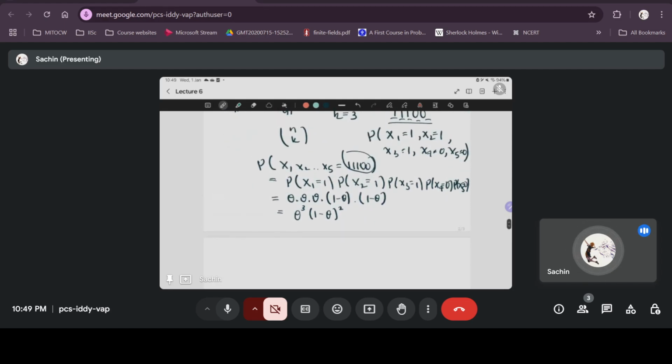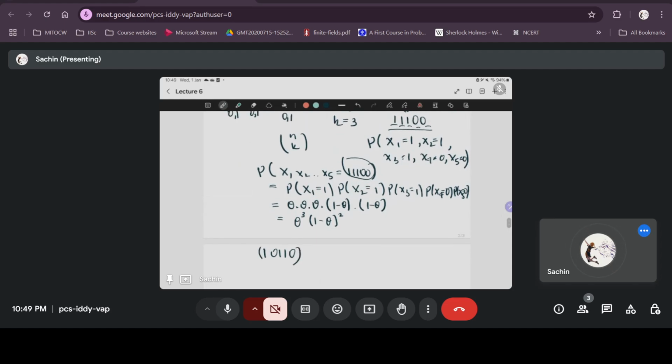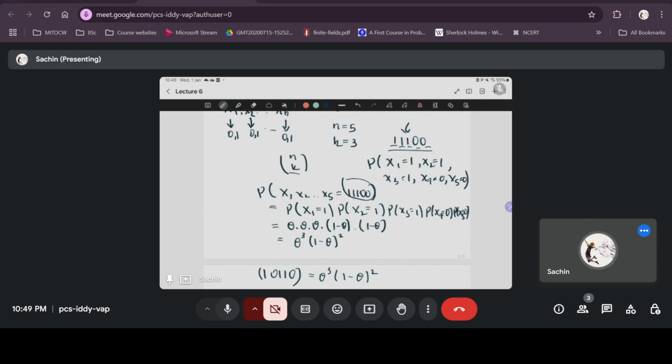But for any other sequence that has three heads, let's say 10110, what is the probability that you get this sequence when you toss the coin five times? That is also equal to theta cube into 1 minus theta square. So for any sequence that contains k heads out of n tosses, the probability is the same. So they are equally likely outcomes. So the conditional probability, when someone says that you have k ones, is 1 over the number of possible sequences, because each of the sequences is equally likely.